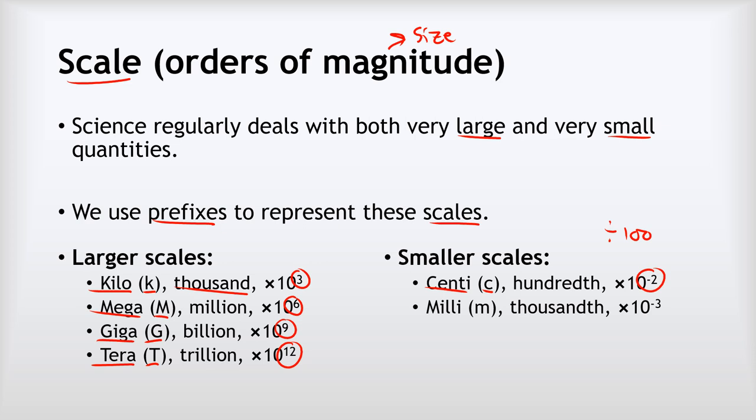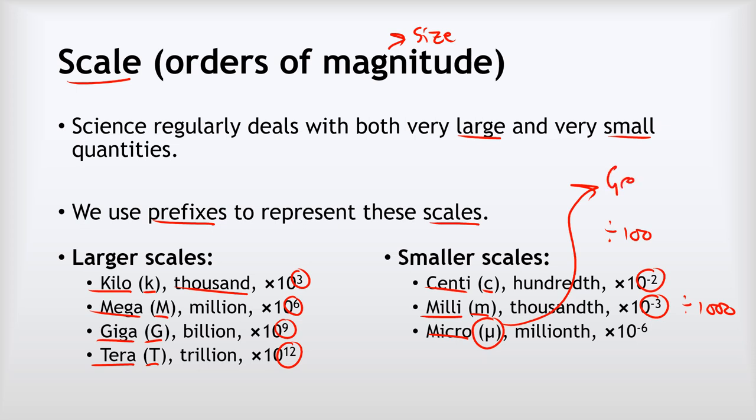We might have milli, which means 1,000th of something. That's got a little lowercase m for its symbol, and that is 10 to the minus 3 of something, i.e. that is dividing by 1,000. We've got micro, which means a millionth of something. Now micro has this symbol here. This is the Greek letter mu, which is the Greek version of an M. And we use that micro symbol, the mu there, because the lowercase m is already taken up by milli. And that is 10 to the minus 6 something.